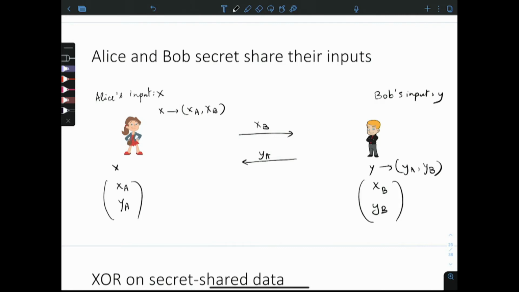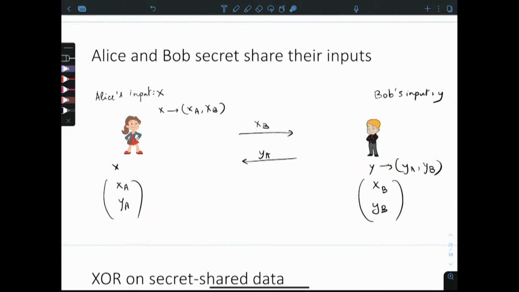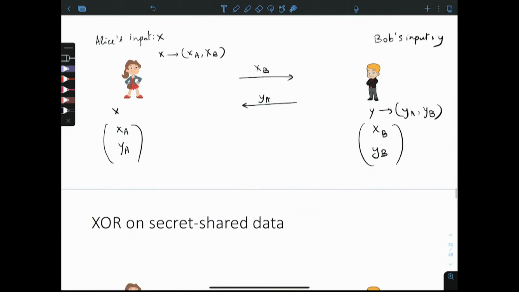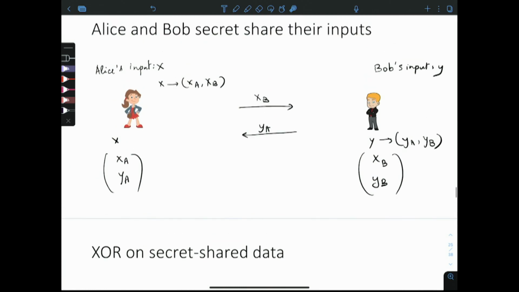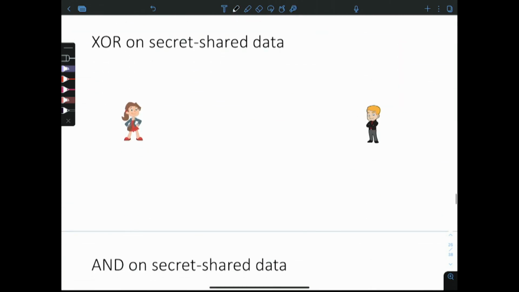Okay, so this is how they set things up. In the beginning, let's say Alice and Bob are trying to compute some arbitrary function on their two inputs, X and Y. To begin with, they're simply going to secret share these inputs. Alice will send one of the shares of her input to Bob. Bob will send one of the shares of his input to Alice. And now they each have one share of the inputs. Now, given these shared inputs, they can actually compute individual gates on them in the following way.